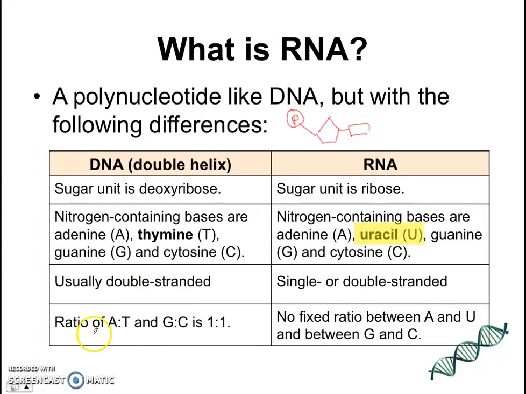Now because DNA is double-stranded, the ratio of A to T and G to C is always 1:1. So it's always the same number of A as T. But because RNA can be single-stranded, there's no fixed ratio between A and U or between G and C.